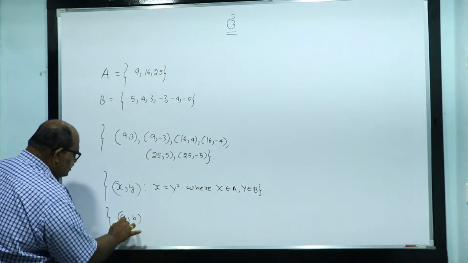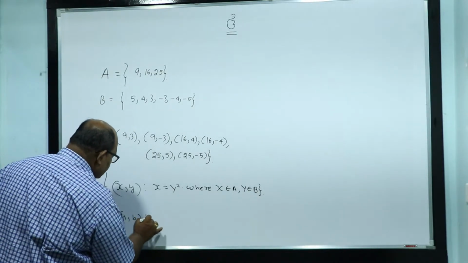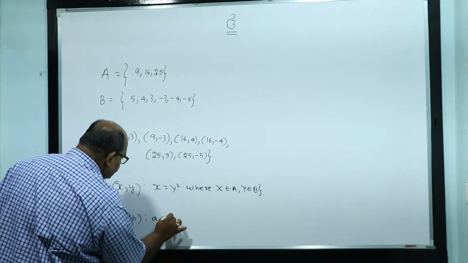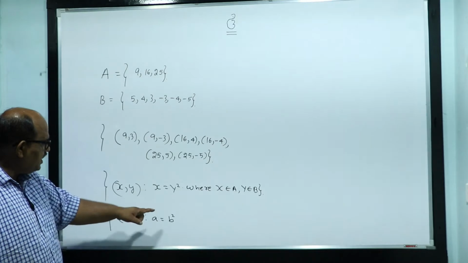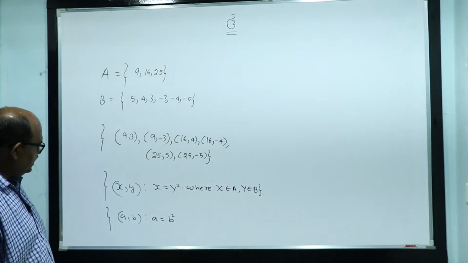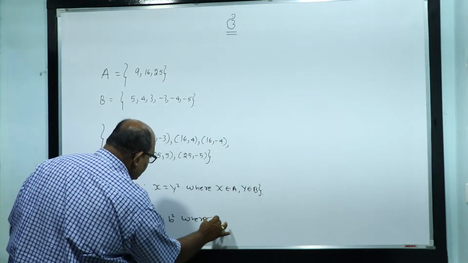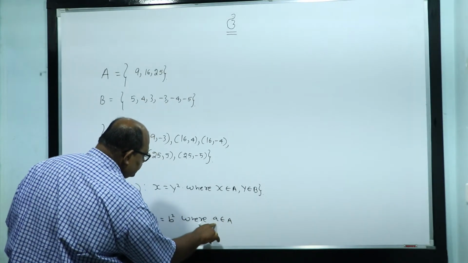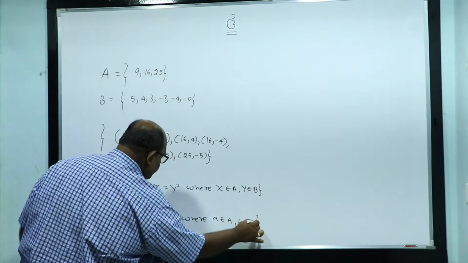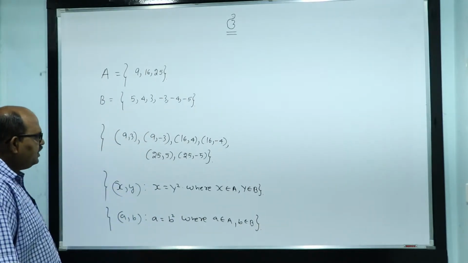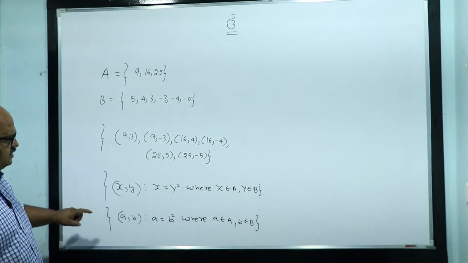Or we can write here (a, b). The ordered pairs can also be represented with the help of the set (a, b) such that a is equal to b squared. Elements present in the first set are squares of the elements present in the second set. Where small a belongs to capital A, small a is the element, A is the set, and small b belongs to capital B. This is the set builder method to write the relation.